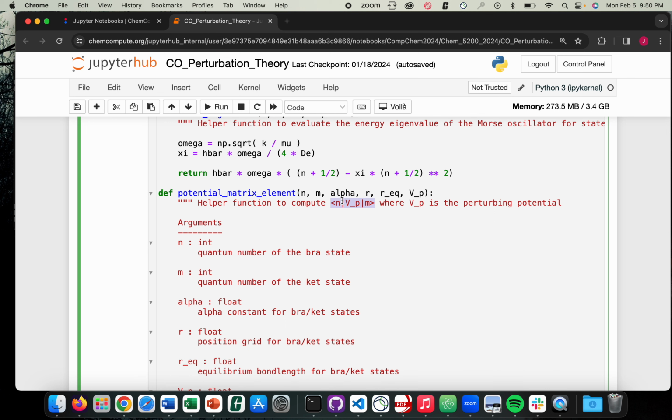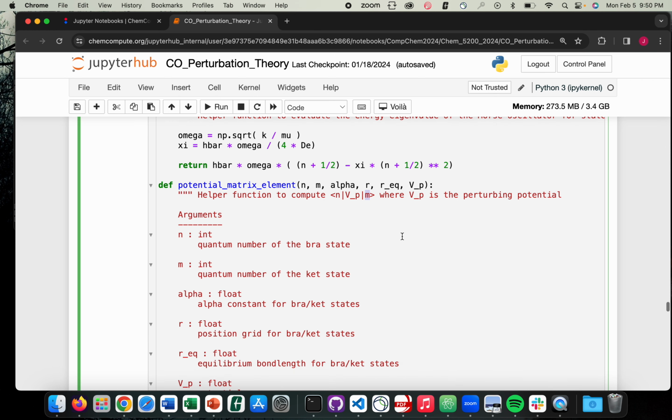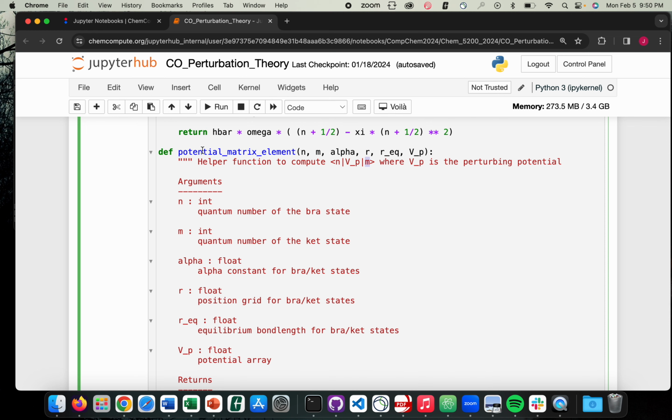Basically what we need to do in order to compute the corrections to the harmonic potential is take these zeroth order states, these harmonic oscillator states in the bra and the ket, and sandwich them with these potential terms. So we're going to have to take brackets of this form, where I have some harmonic oscillator state on the bra, multiplied by some potential term, multiplied by another harmonic oscillator state on the ket. This function is going to compute those matrix elements.